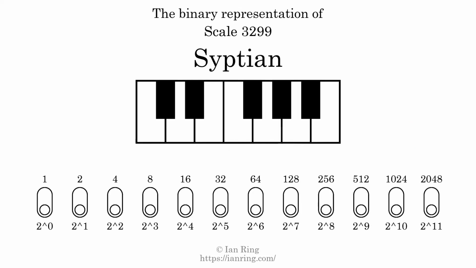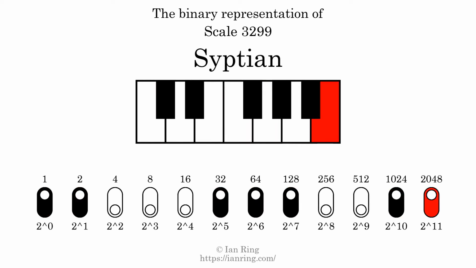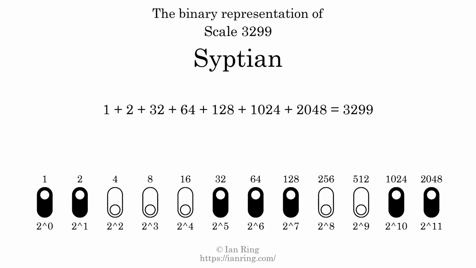The binary representation of this scale is determined by mapping tones of the scale to binary digits. Each binary digit represents a power of 2. To get the scale number, we add the powers of 2 together. The powers of 2 that are present in the scale, all added together, equals 3299. That is why the scale number, in decimal, is 3299.